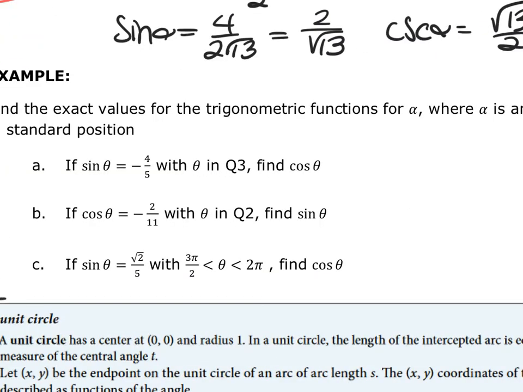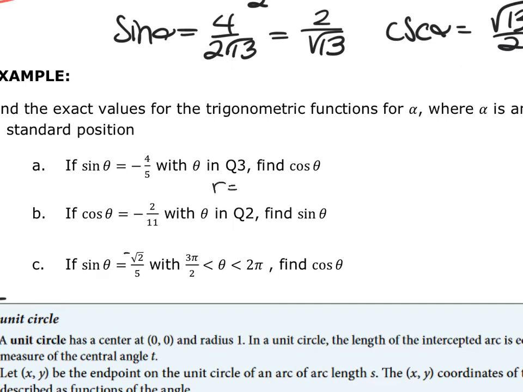And there should be a slight correction here. On this last one, it should be a negative square root of 2 over 5 because I'm in quadrant 4. There should be a negative there. It's not going to change the answer for cosine, but it should be a negative square root of 2 over 5.